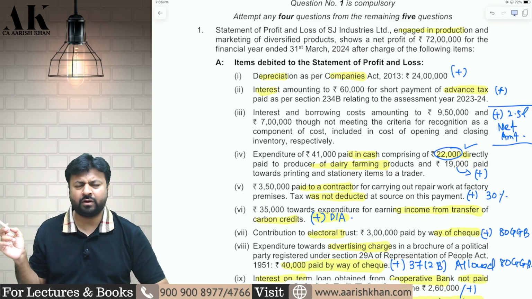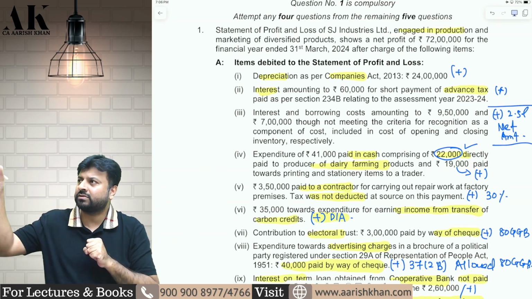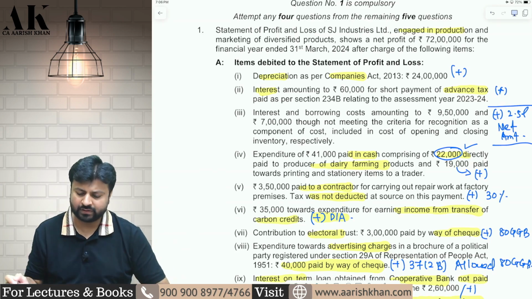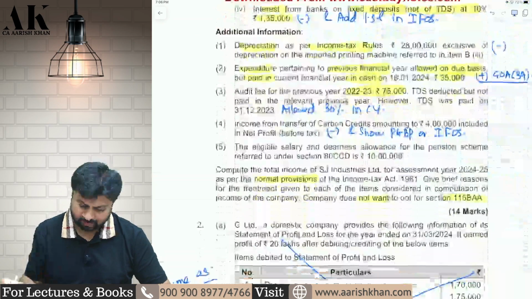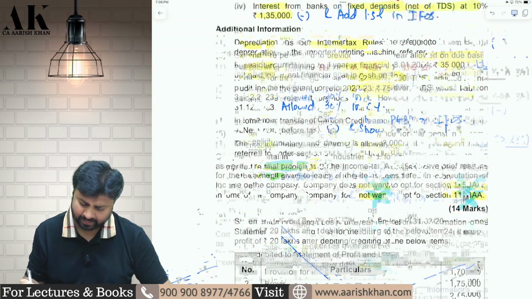So this is also copied from the earlier question only, but they have taken 2 adjustments from this question, 3 adjustments from this question, 4 adjustments from this question, and made one question. Now we need to solve this question as per what, sir? As per the normal provision, don't follow 115BAA and all. Don't follow all those things.